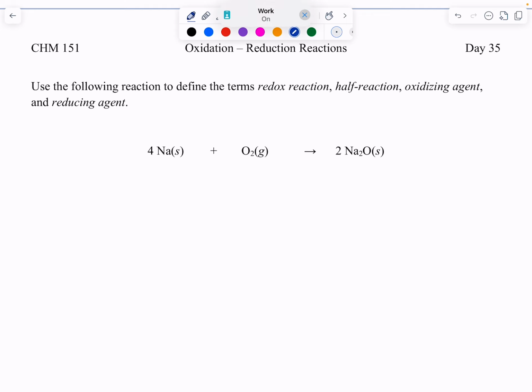We have sodium, oxygen. So sodium is 0. Oxygen is 0. Sodium is going to be plus 1 in compound. Oxygen is minus 2. And that works out, right? And it's balanced. I want redox reaction. All right. So what is a redox reaction? All right. This is electron transfer reaction. So electron.